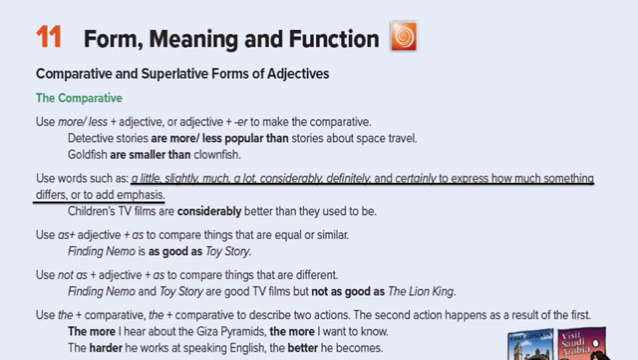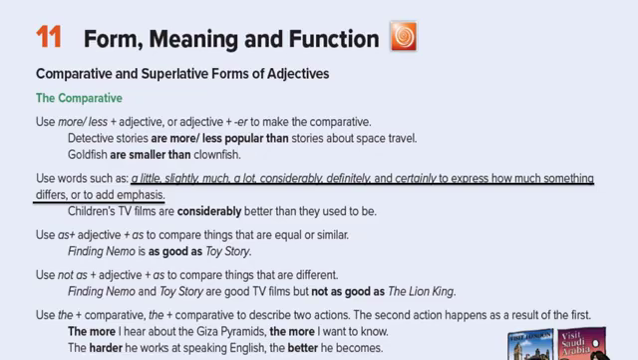When we have two equal adjectives, we use as plus adjective plus as to compare things that are equal or similar. Finding Nemo is as good as Toy Story. Both of them are good. Use not as plus adjective plus as to compare things that are different. They are not the same or similar, or they are not equal. Finding Nemo and Toy Story are good TV films, but not as good as The Lion King.